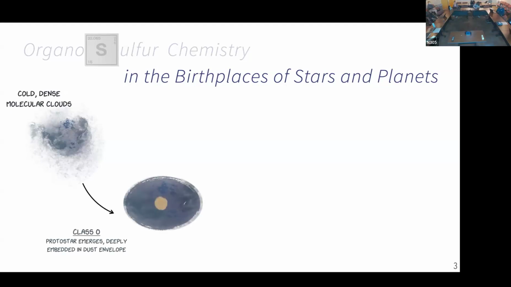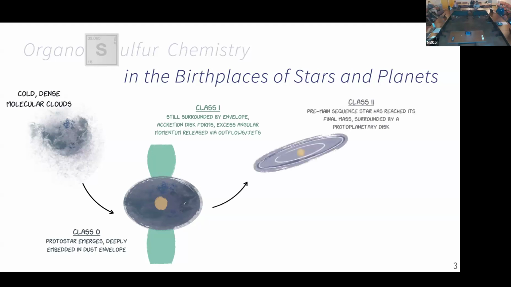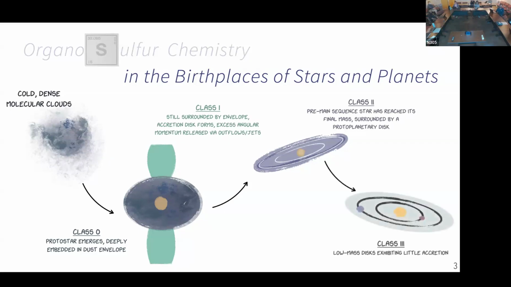And when I talk about the birthplaces of stars and planets, I'm talking about the evolution from cold dense molecular clouds to the different classes. There's class 0 disks where a protostar is embedded in its dust envelope. Class 1 where it's still surrounded by this envelope, but there are some outflows and an accretion disk forming. And then class 2 are our classical protoplanetary disk images that you might remember from ALMA, where the pre-main sequence star has reached its final mass, but there's a protoplanetary disk. And then finally, class 3 disks, which are late stage.